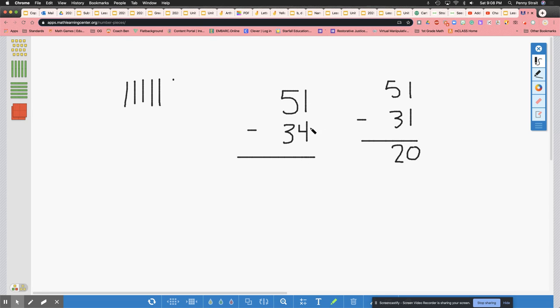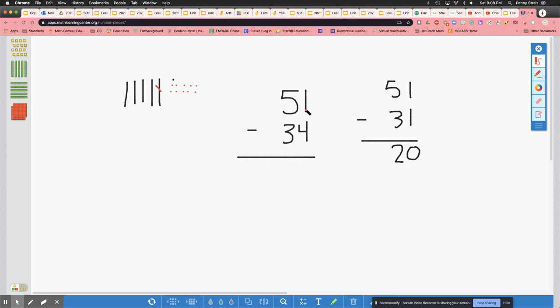I have 1, and I need to take away 4. Can't do that. So I need to take away a 10 and make some ones. 1, 2, 3, 4, 5, 6, 7, 8, 9, 10. Let's write that up here. What should we write up here?